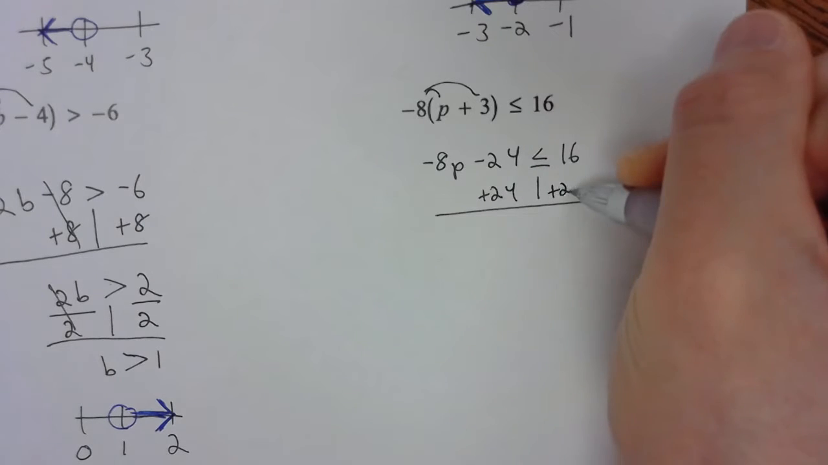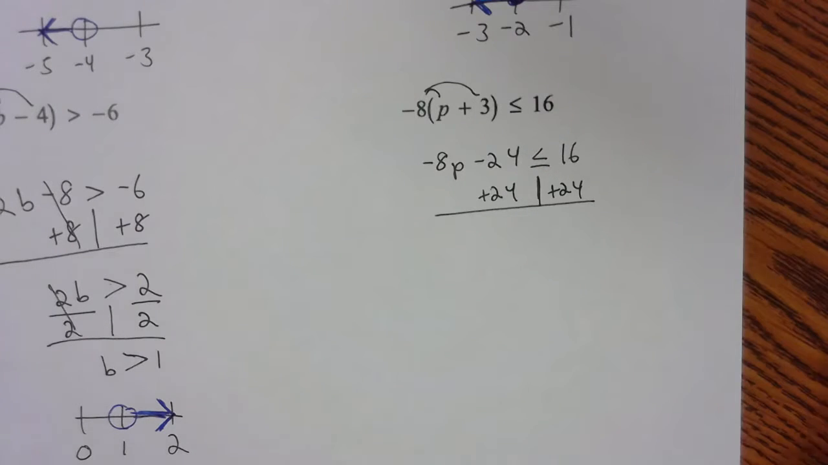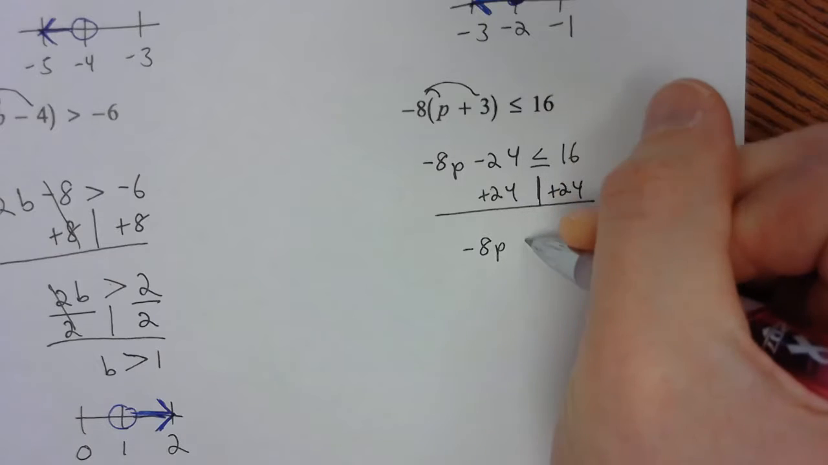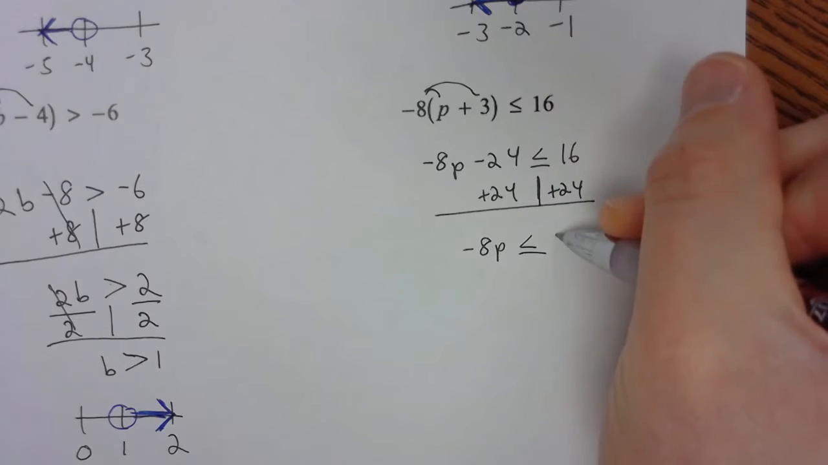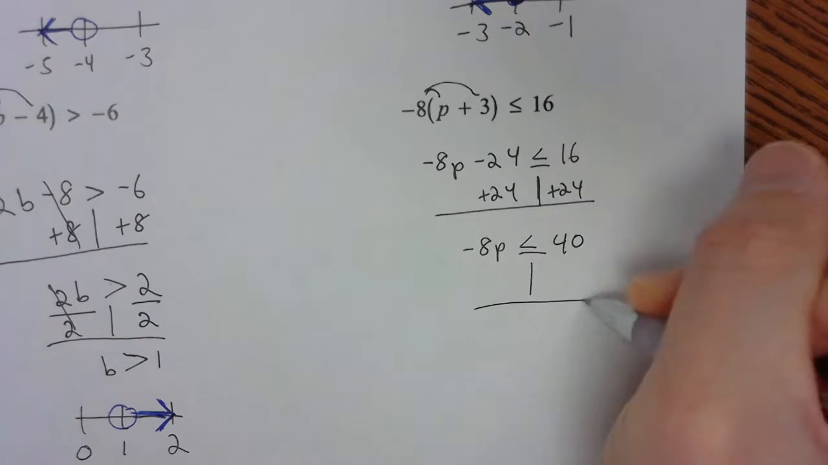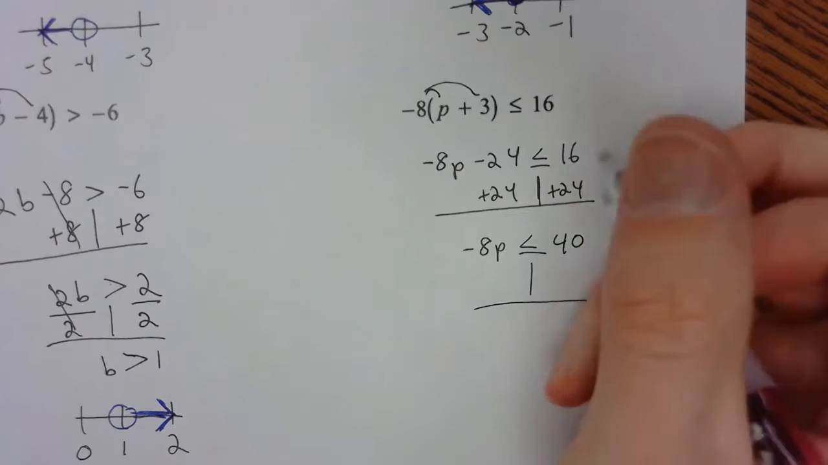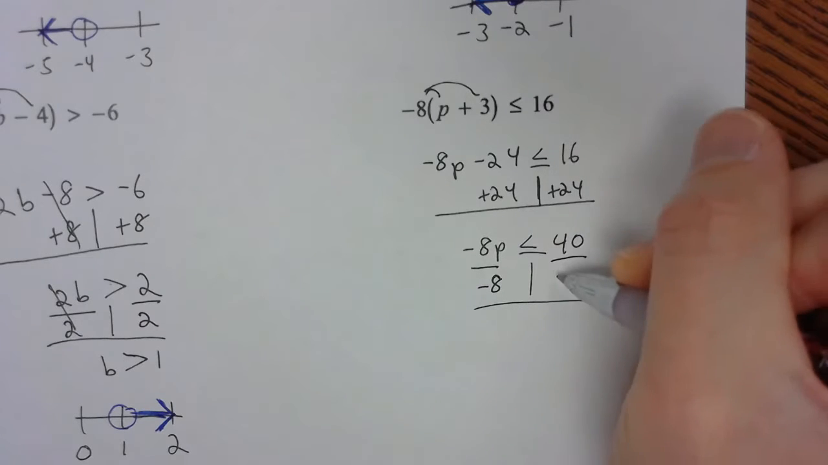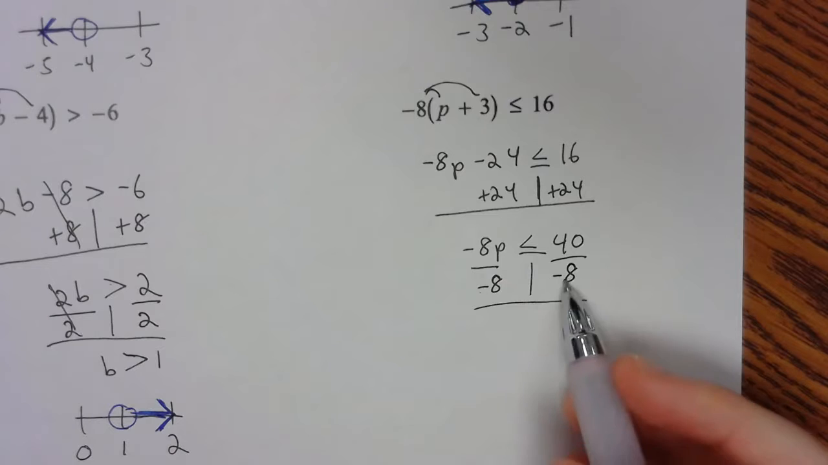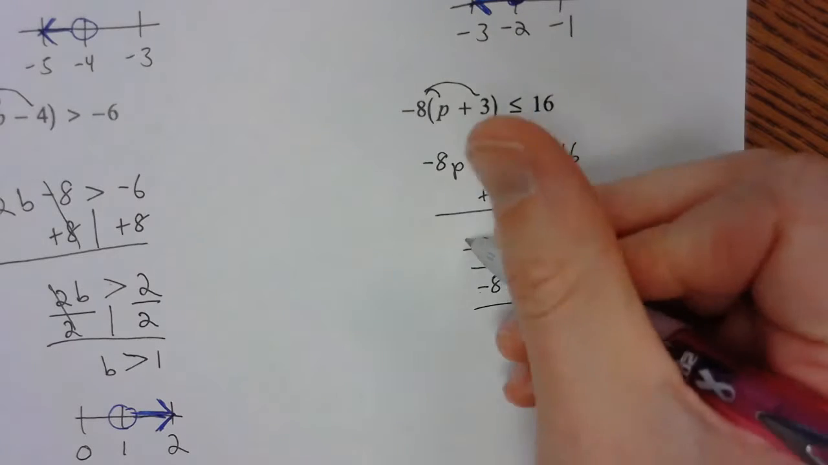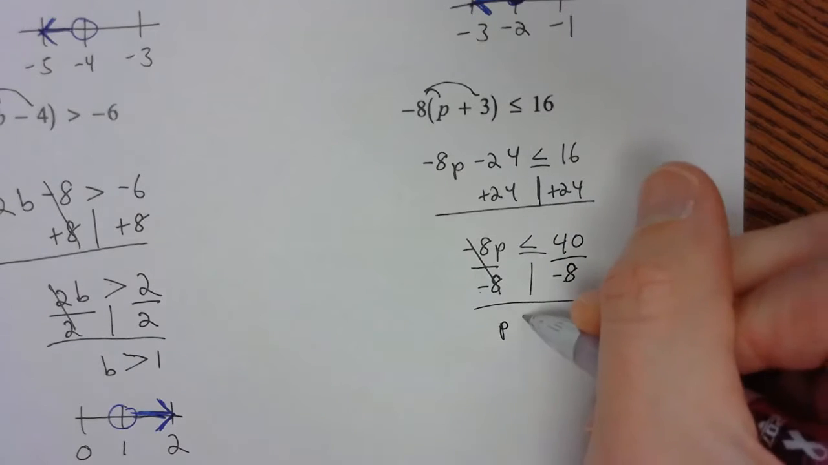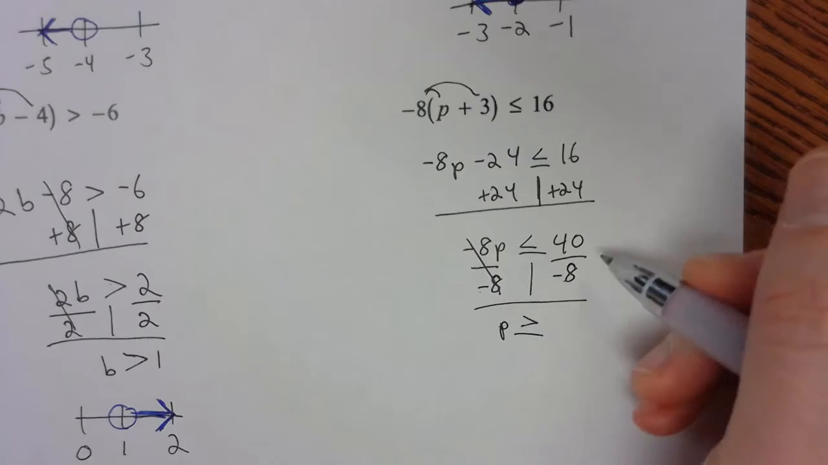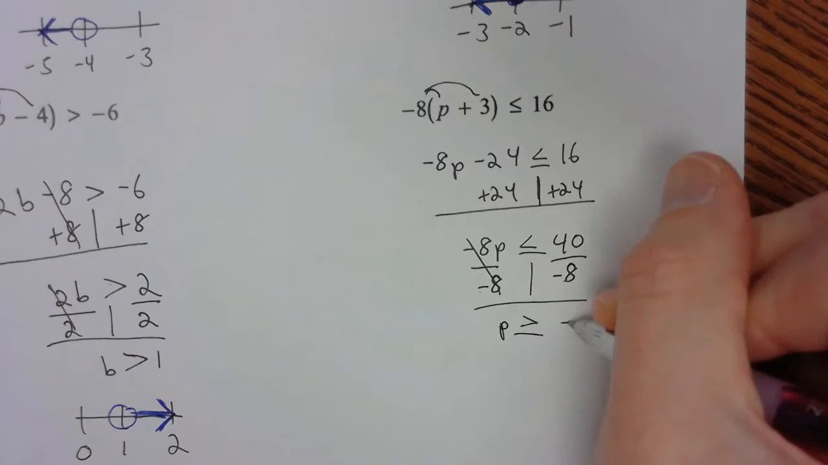If you notice, these are the same as our two-step equations last chapter. The only thing different is our inequalities. So I get rid of multiplying by negative 8 by dividing by negative 8. This is why it's very important to carry that negative, because since I'm dividing by a negative, my inequality flips. 40 divided by negative 8 is negative 5.